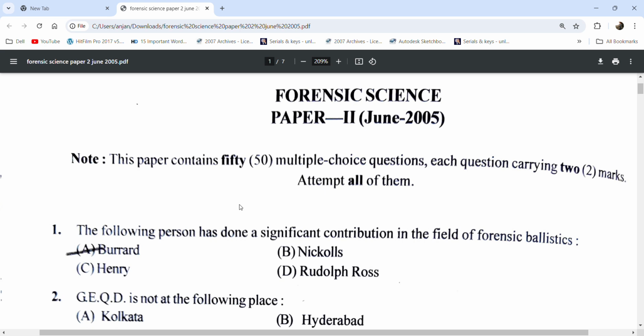Hello everyone. Today I am going to go through the forensic science paper of June 2005. This is the question and answer of forensic science paper 2. The paper contained 50 multiple choice questions, each carrying 2 marks.